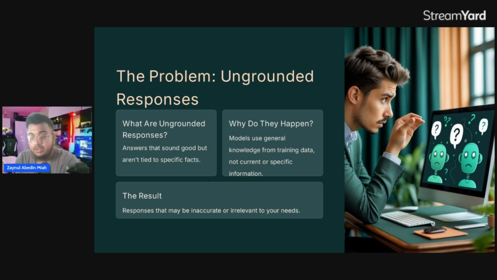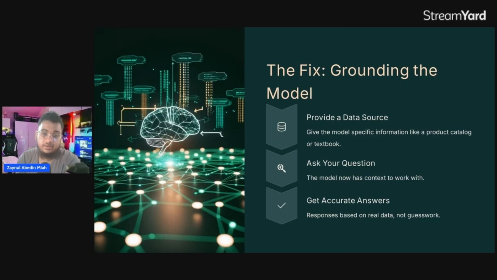For example, let's say you ask the model, what is the latest laptop available with gaming features, like a high GPU with NVIDIA processors? The model may answer with a laptop with cool features, but that laptop doesn't even exist. It will provide you with a laptop name, but you don't know whether that laptop exists or not. So that's the ungrounded response that we are facing here. And how can we fix that? We can fix that by grounding the model. How can we ground the model?